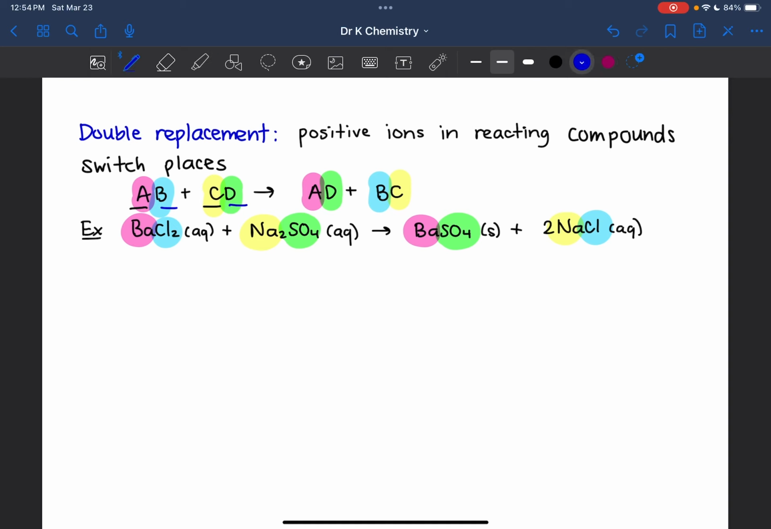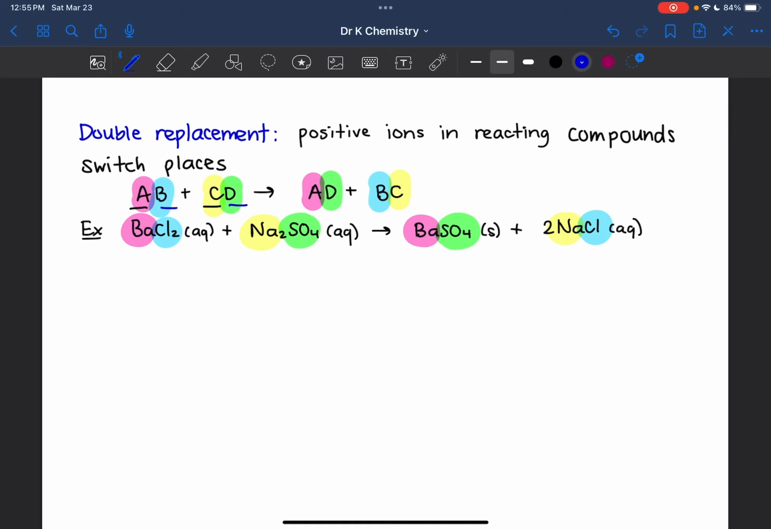If you think of barium as A and chloride as B, and you think of sodium as C and sulfate as D, we now end up with AD, and with CB. So you can see how everything changed places, and that is a double replacement reaction.